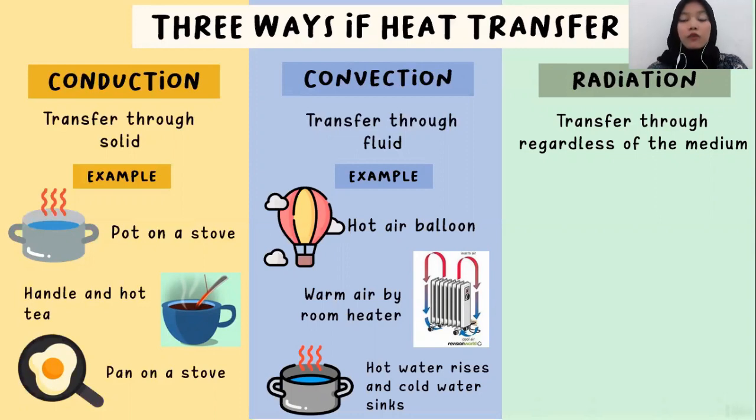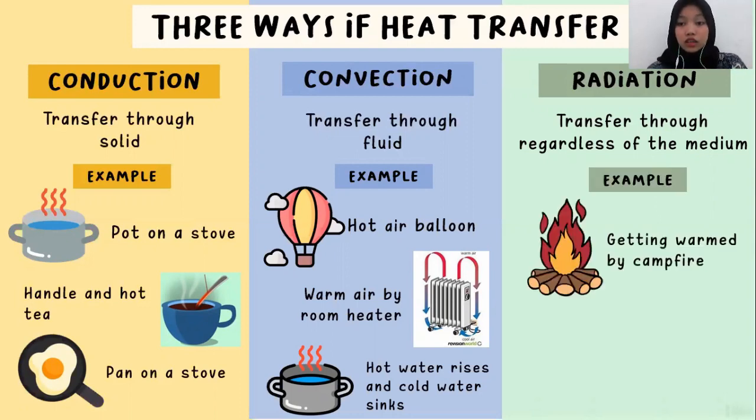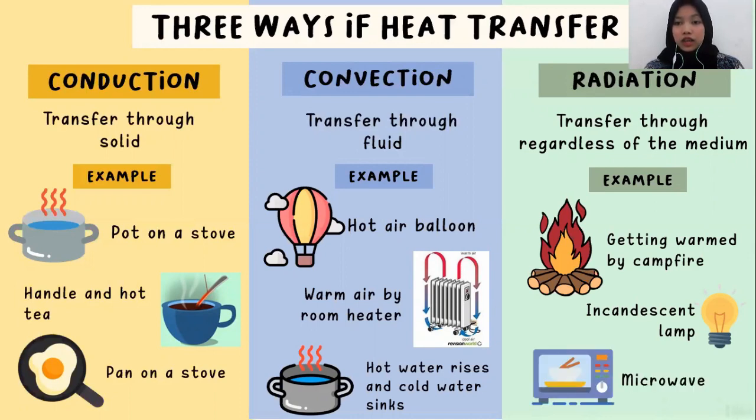The example of radiation is the campfire. We get warm by the campfire without touching it. And the second is the incandescent lamp. Also, we will get warm. We will feel the warmth of the lamp without touching the bulb, right? And the third radiation example is the microwave oven. The microwave oven uses microwaves, a kind of electromagnetic wave, to cook the food.